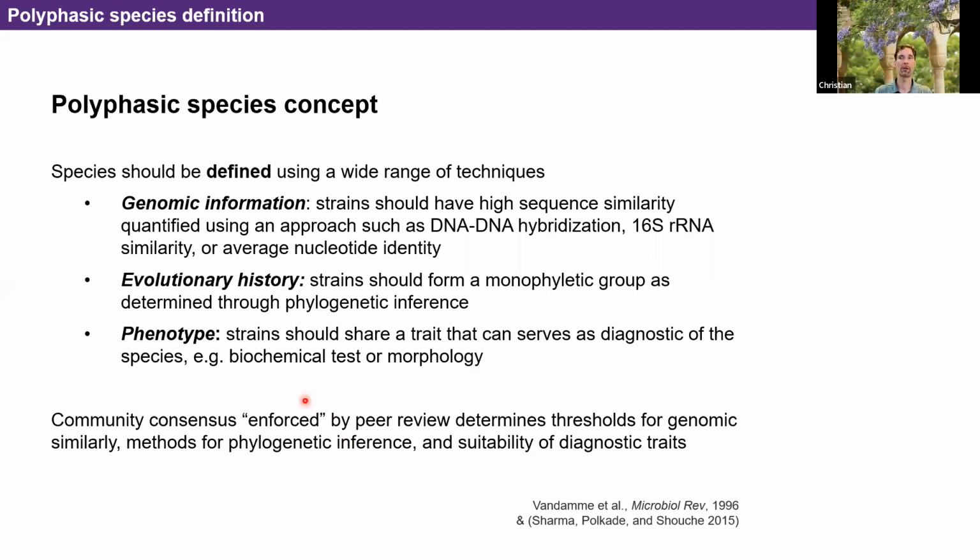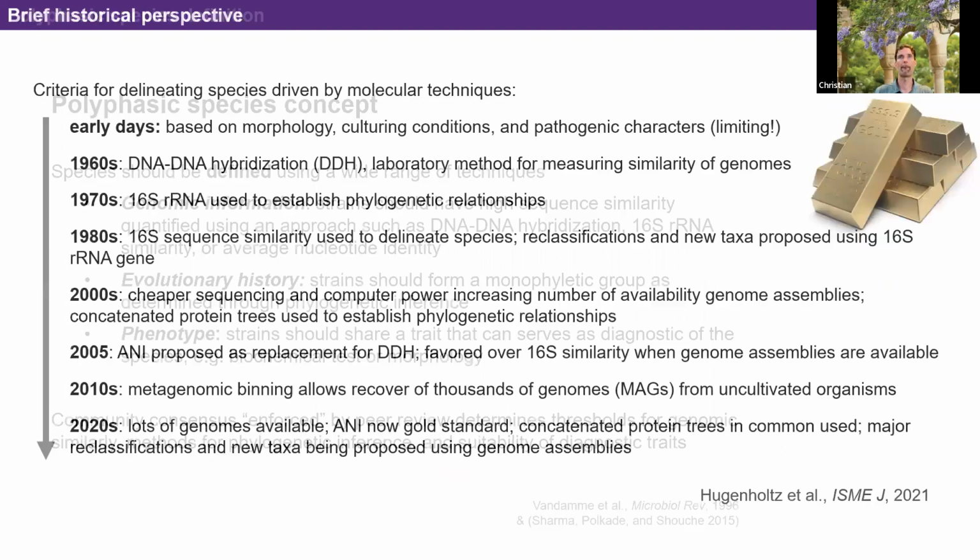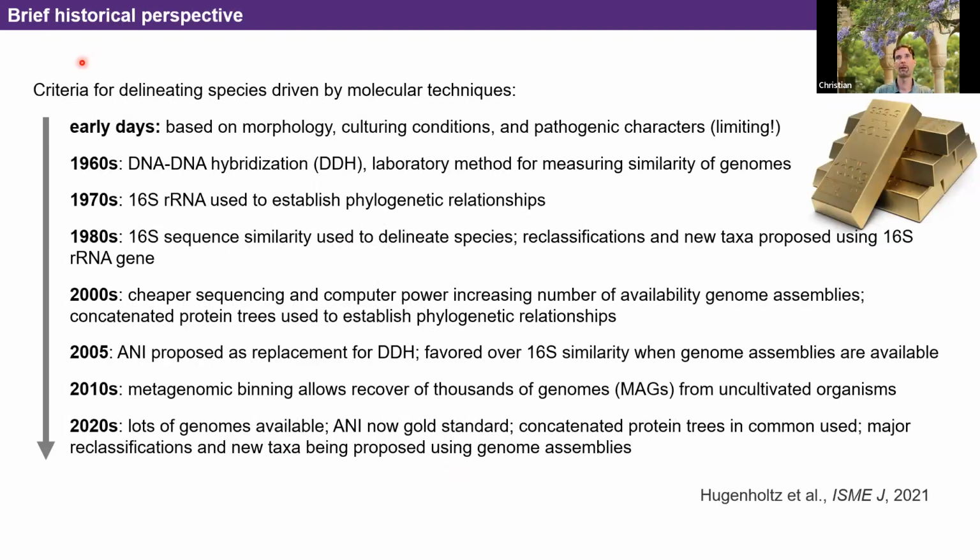The methods are phylogeny and also genome similarity, right? Well, let's look into this a bit more. How did it actually change over the years? So, yes, criteria for delineating a species driven by molecular techniques, right? So I exclude phenotype and whatnot, because I see that more as additional information. Yes, well, okay, I start with the phenotype because in the early days, there was nothing else there, right? One had to use morphology, culture conditions, maybe any pathogenic abilities of the microbes to define it. Now, then in the 60s, DNA hybridization was developed and used widely.